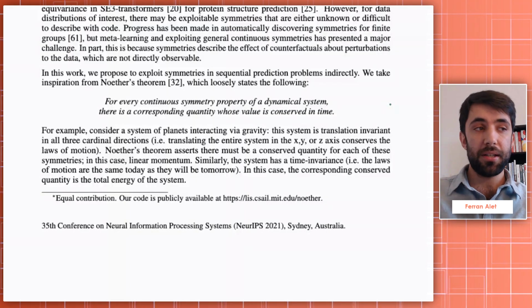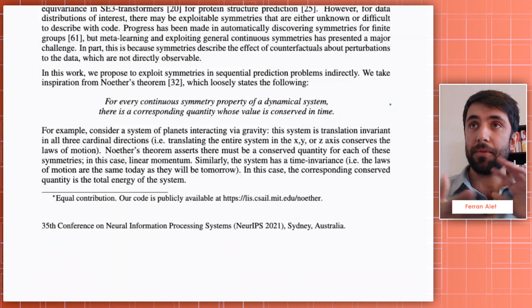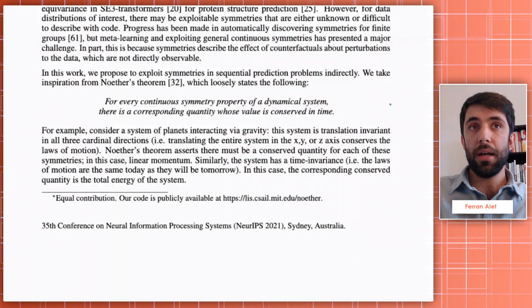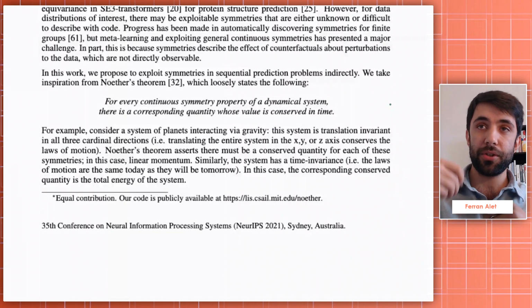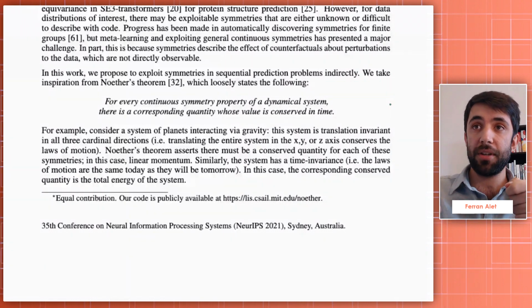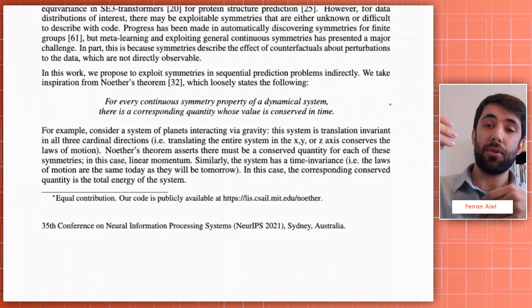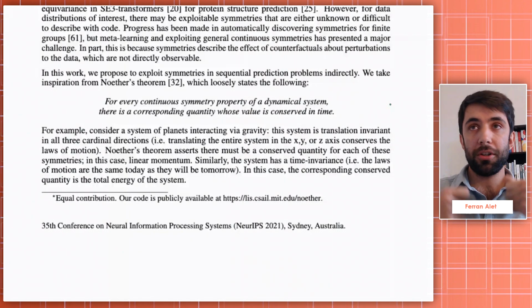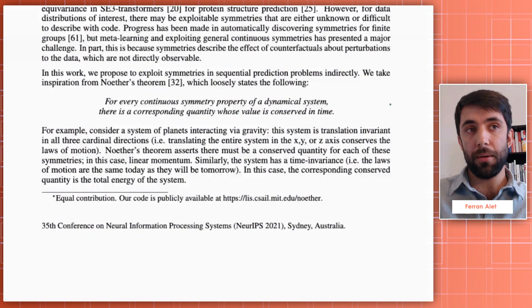So for instance, imagine you have a planetary system of planets moving around. The physics laws don't change from today to tomorrow. That means that there's a time symmetry of the system. And here, Noether's theorem tells you, oh, if there is a symmetry here, that means that there must be a quantity that's conserved over time. And in this case, for time symmetry, there is energy that's being conserved. So we use that as a motivation, not the technical details, more like the higher-level message of the theorem, to build a new machine learning model.